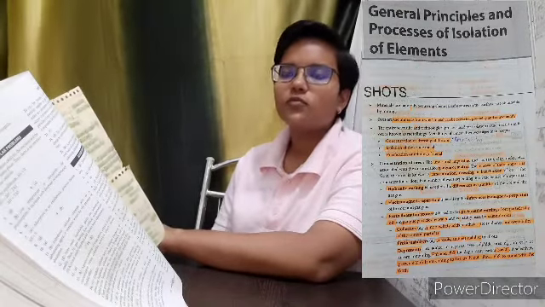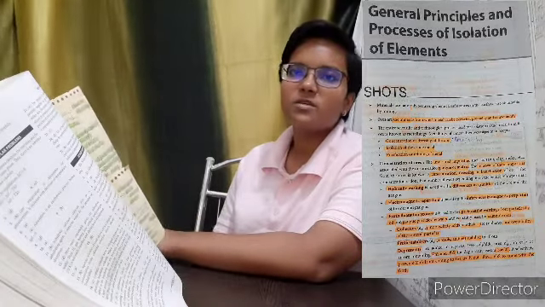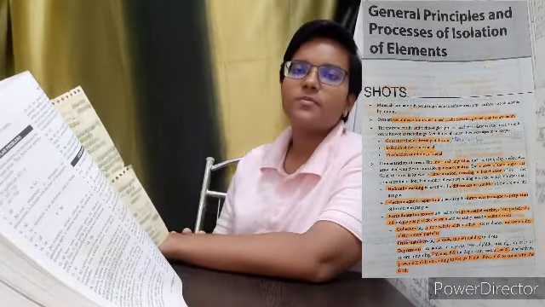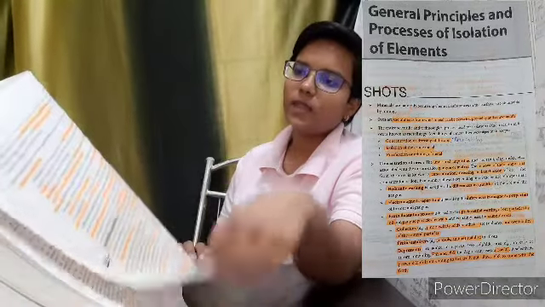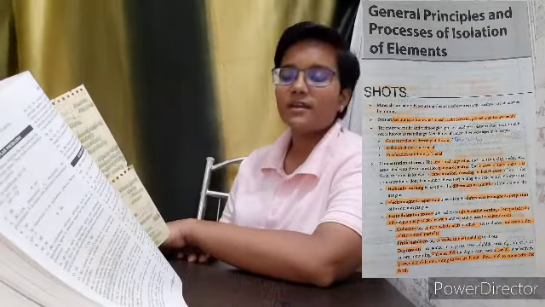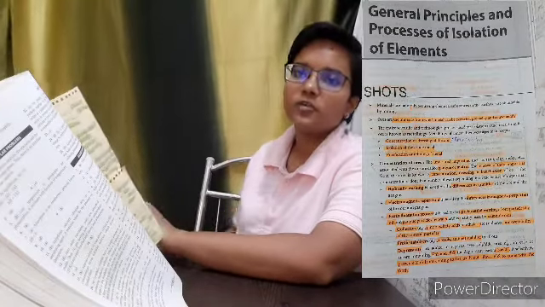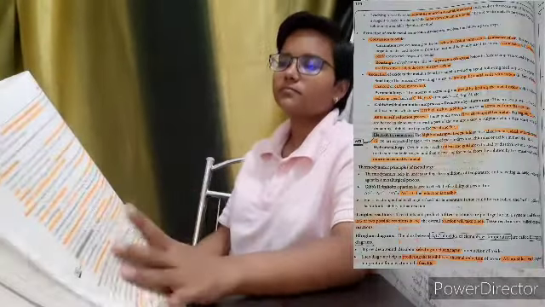In the froth flotation method, a depressant is used when two sulfide ores have to be separated. Here the froth stabilizers are cresol and aniline, and collectors are pine oil, fatty acids and xanthate, which increase the non-wettability of ore particles.